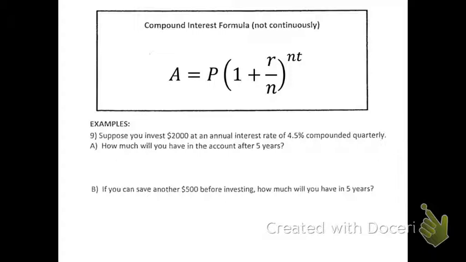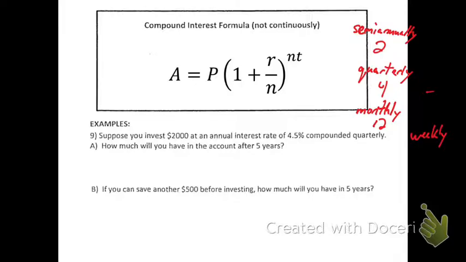It's not being compounded continuously. There are several different ways it can be compounded. It could be compounded semi-annually, which means it's compounded twice a year. If it's compounded quarterly, how many quarters are in a dollar? Good job. 4 times a year. If it's compounded monthly, then it's compounded 12 times a year. If it's compounded weekly, then it's compounded 52 times a year. And if it's compounded daily, then it's compounded 365 times.